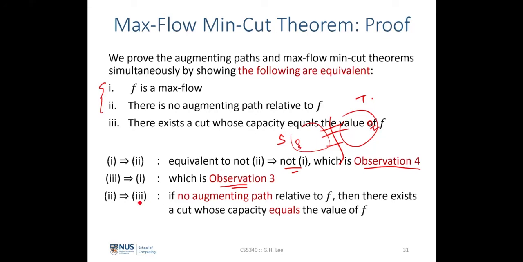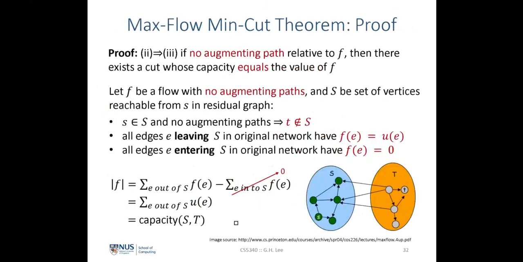We'll show this in the next slide, where we'll see that when there is no augmenting path relative to F, this implies that there actually exists a cut whose capacity is equal to the value of F, and this will establish the max flow min cut theorem, or the max flow min cut property.